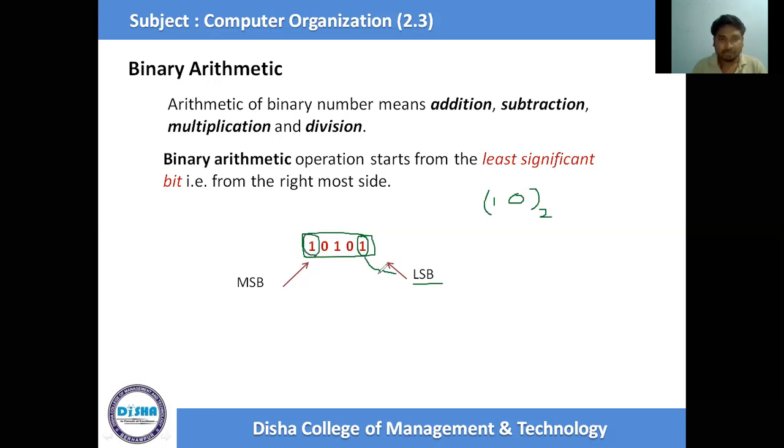Whatever arithmetic operation is done, the operation starts from the least significant bit position. So whatever addition, subtraction, multiplication or division we do on binary numbers, we start from this LSB.